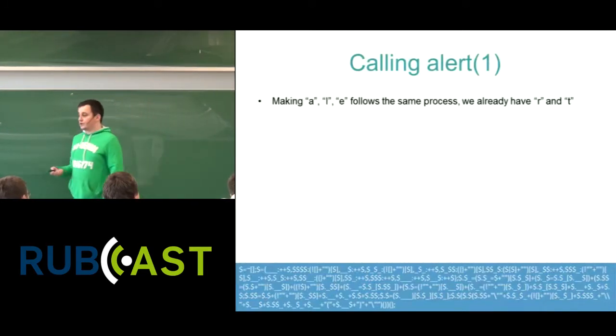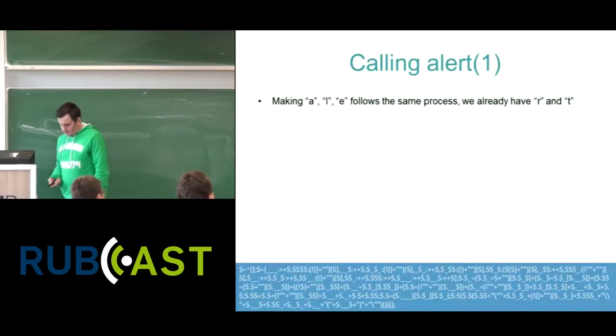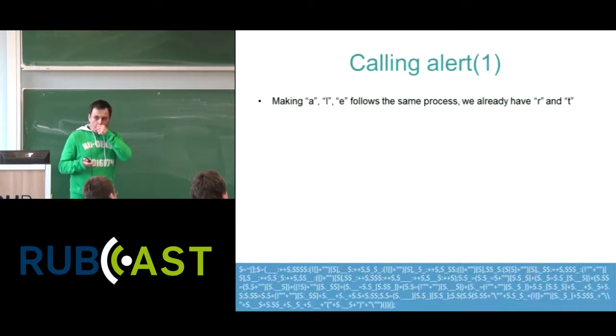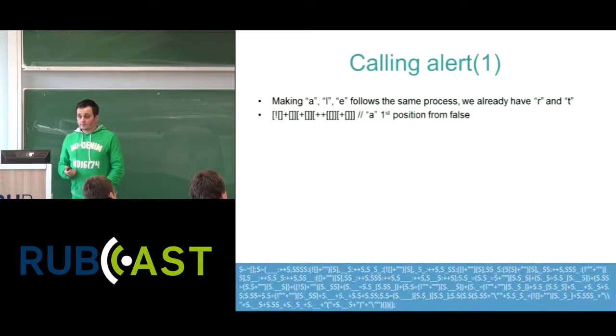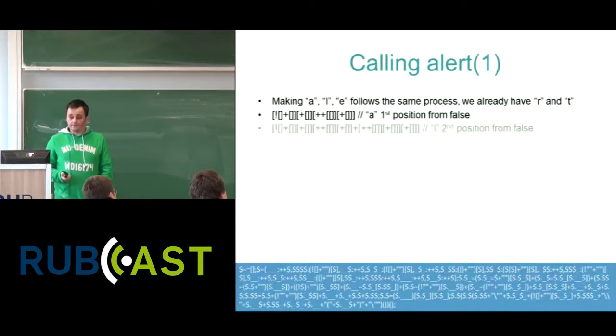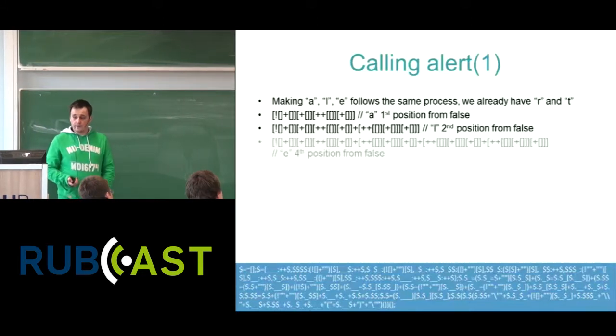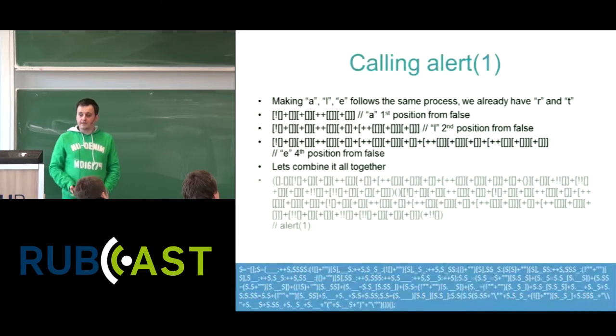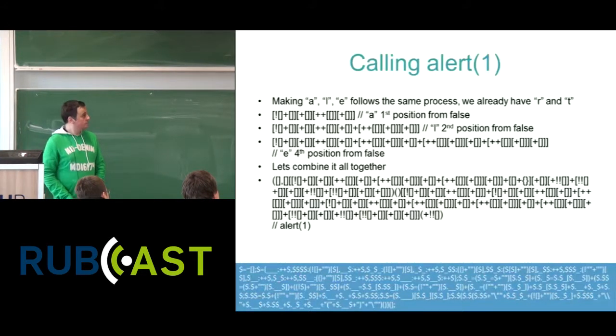So then, if you want to go further, how would you call specific functions like alert? You need to generate the letters, obviously. We've got some of the letters from before. So we can get an a doing that from false. l from false again. e. Combine it together. Alert 1. Just like that.